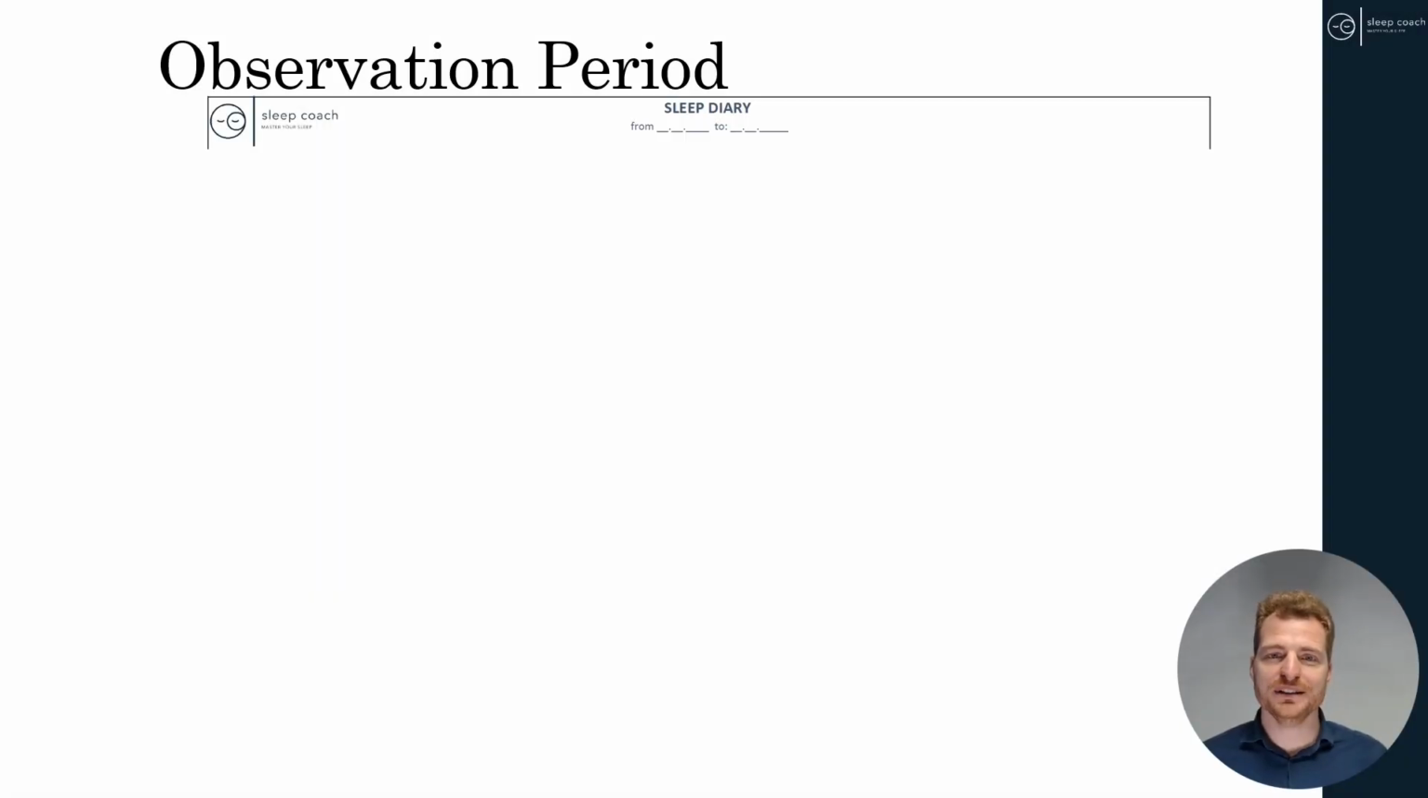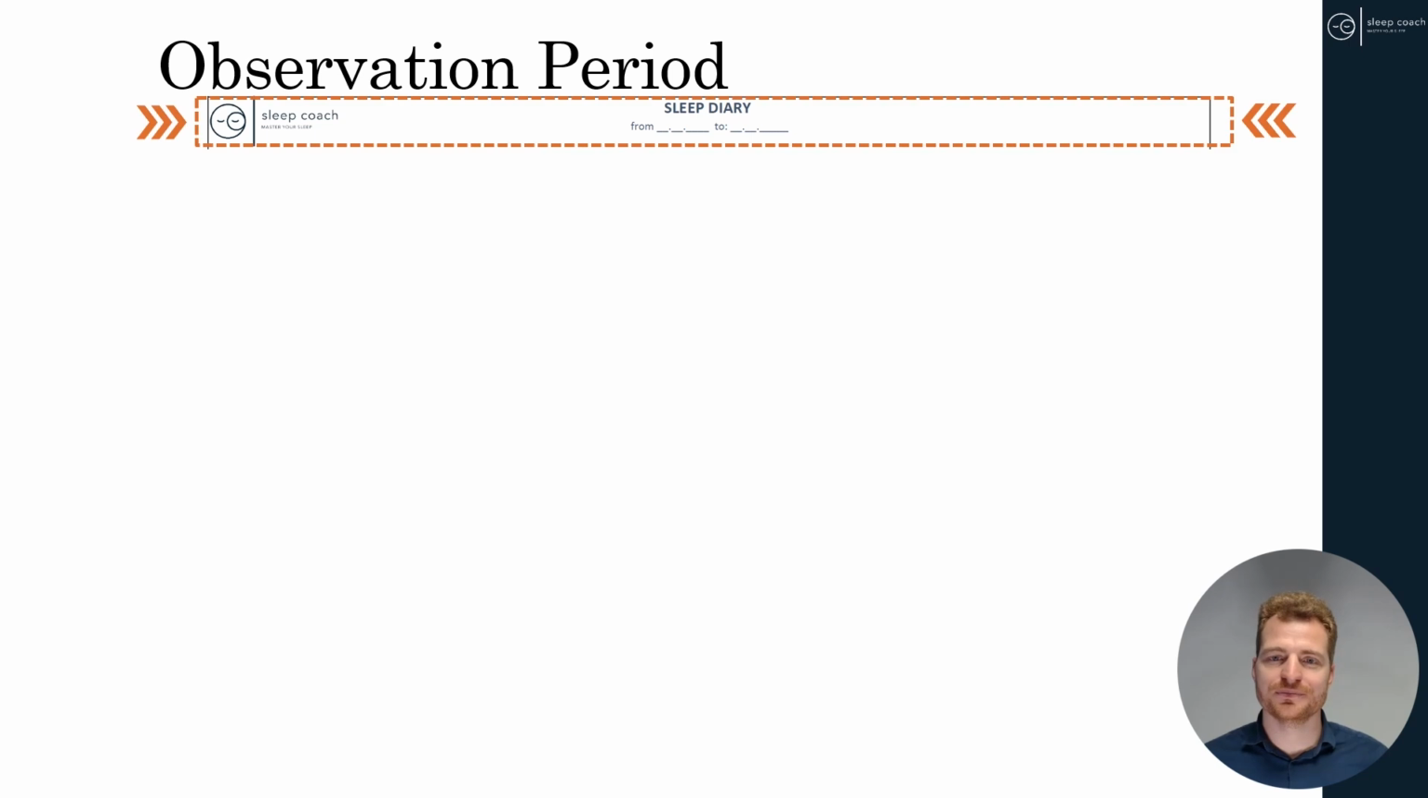Let us now open the sleep diary and investigate the structure and its content. The first section is called the observational period. Here's where you write in 2 dates, the starting and the finishing date of the observational period. You do not need to start the period on Monday though. As a matter of fact, we will start it today. So write today's date next to the word from.